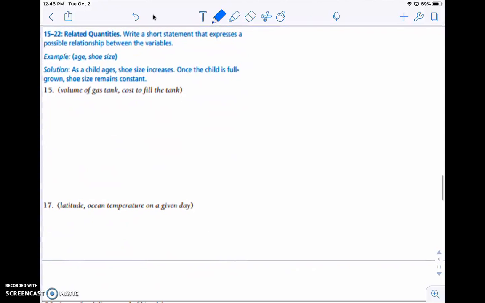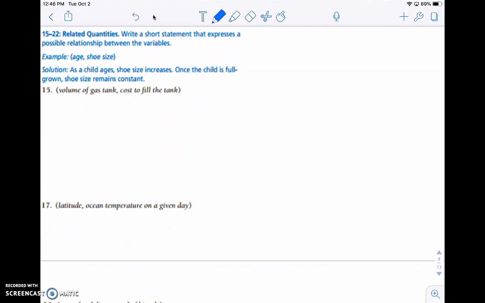Okay, now we're going to be looking at some related quantities. We're just writing short statements that express possible relationships between two variables. It gives us an example there of age and shoe size. So, for example, as a child ages, shoe sizes increase. But then note that, once a child is full grown, shoe size is going to remain constant. Recall, though, that the first variable listed is the independent and the second variable is the dependent variable.